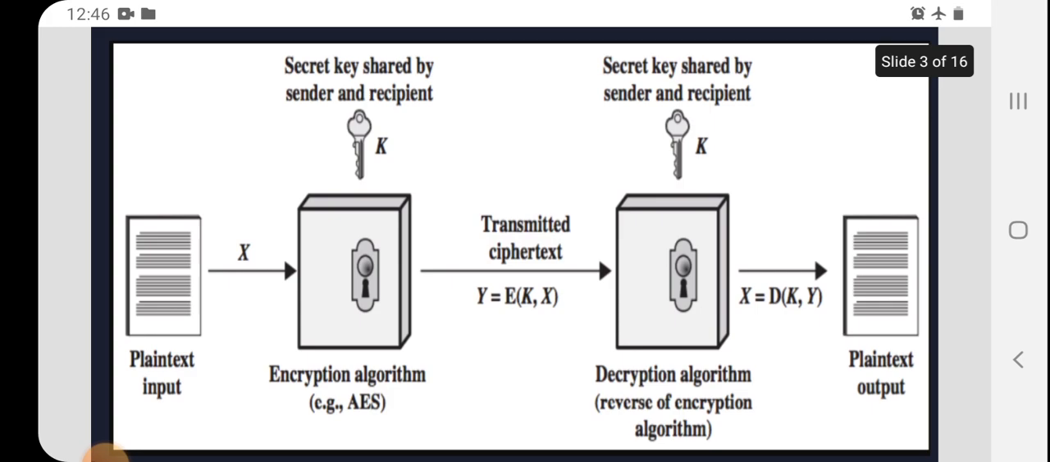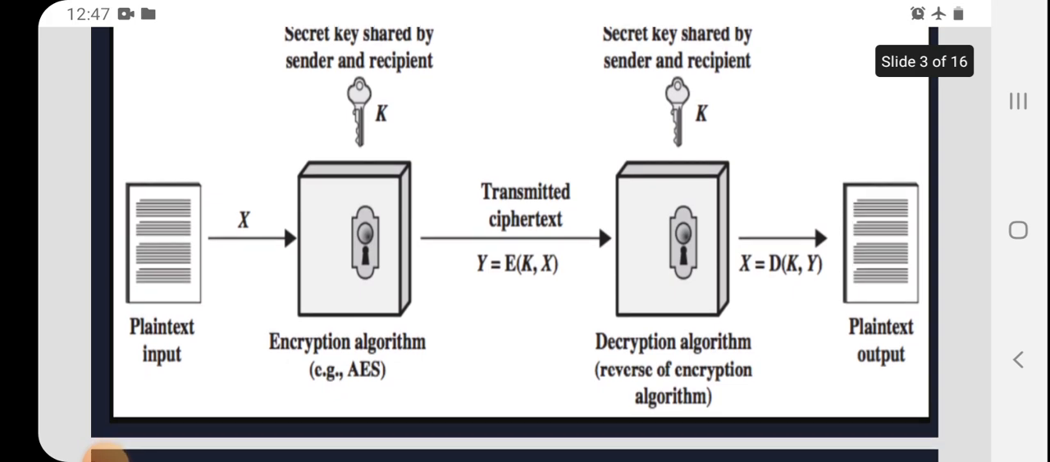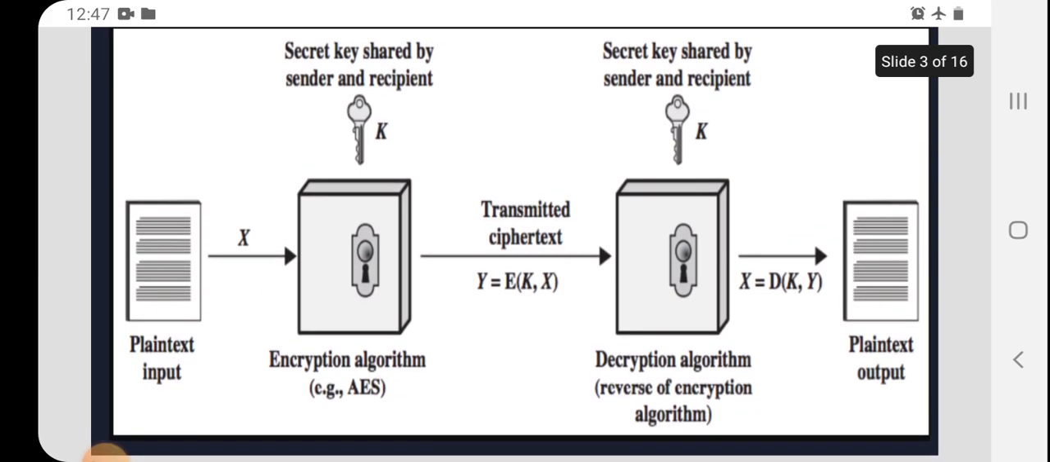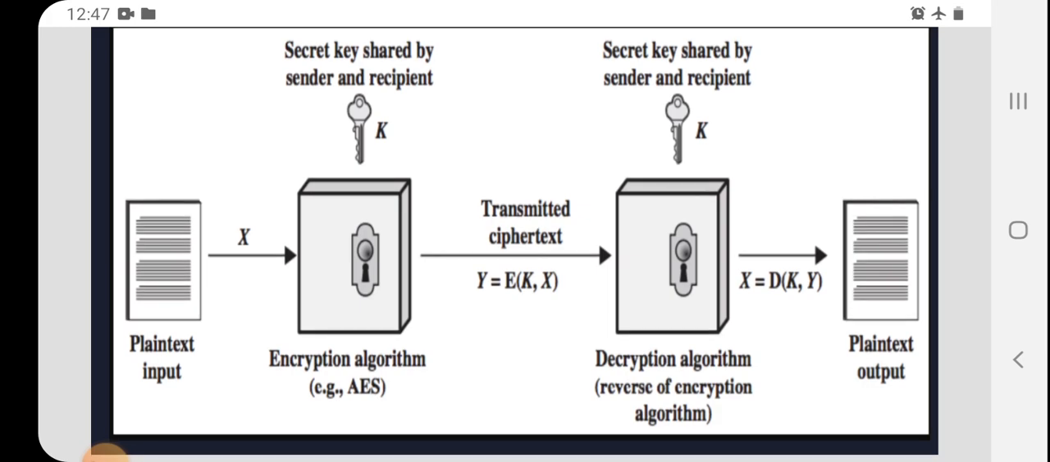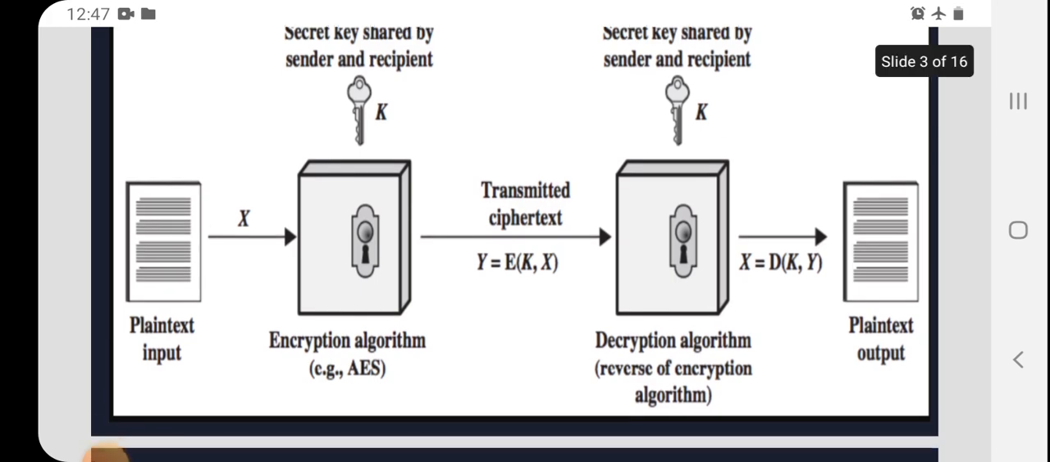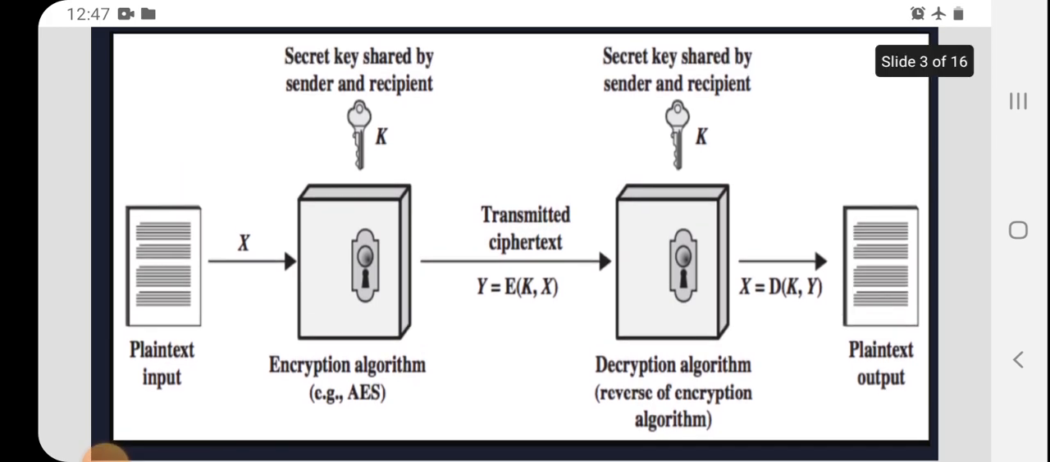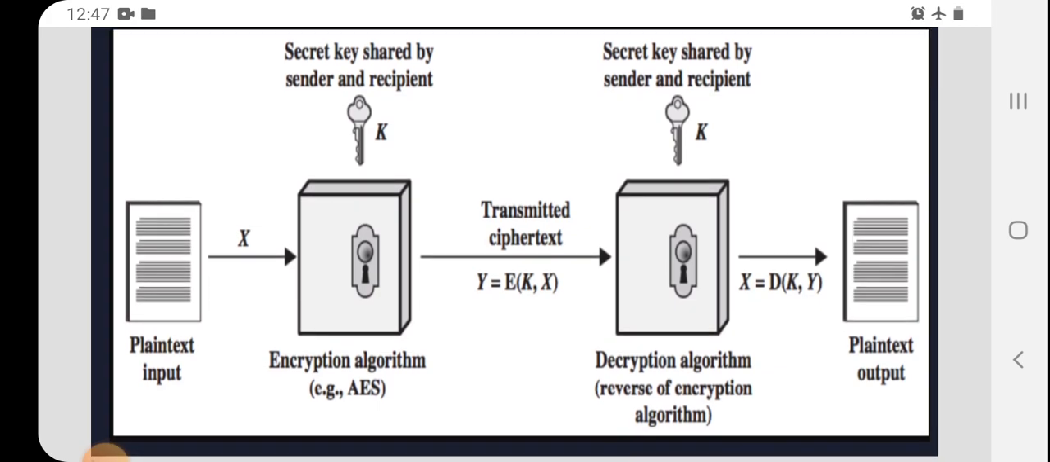In the same way, this plain text is converted into a ciphertext by using an algorithm called an encryption algorithm, and it is transmitted. This is called a ciphertext, and while receiving at the receiver end, the secret key which is shared by the sender is utilized to open it, and the reverse process takes place in decryption.